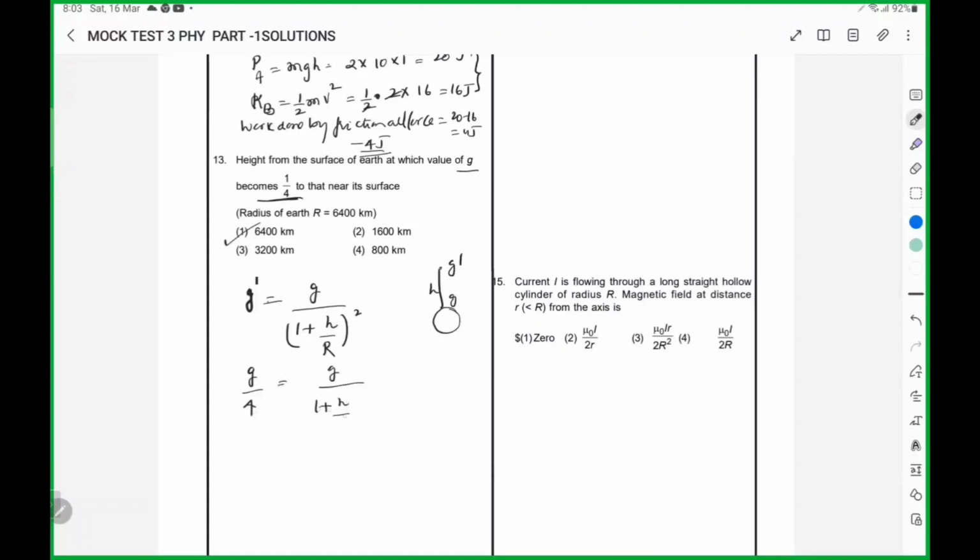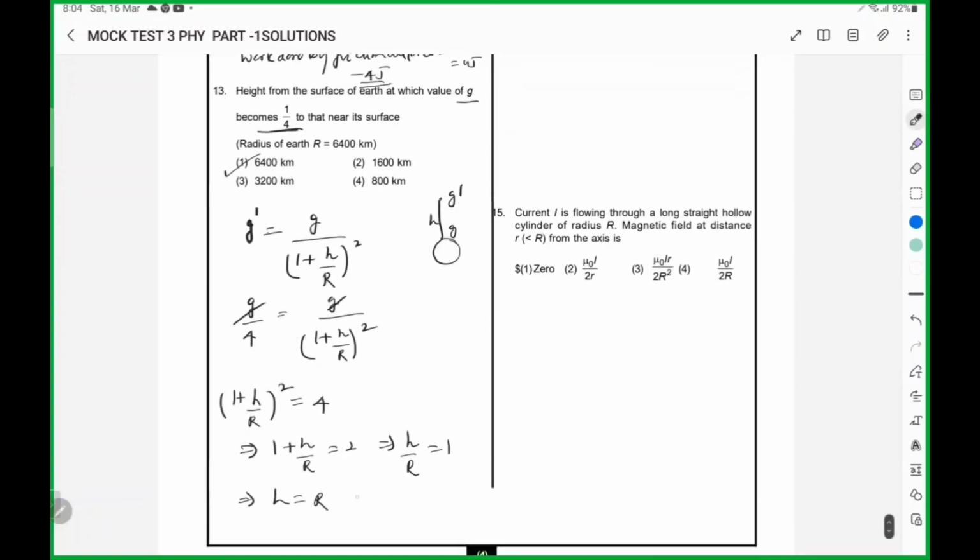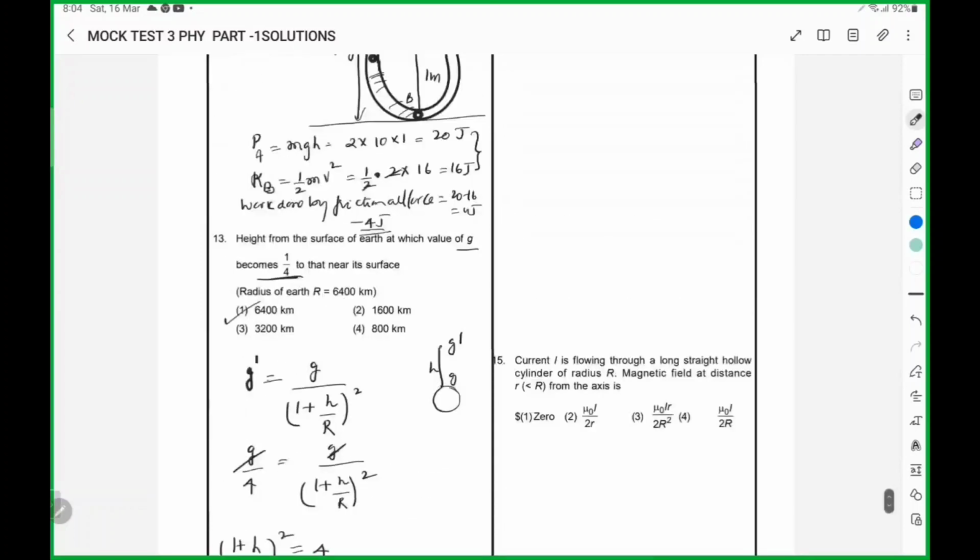is g by (1 plus h by r) whole square. We get (1 plus h by r) whole square is 4. From here, 1 plus h by r is 2. h by r is 1. We get the height. So at a distance equal to the radius of the earth from the surface, the acceleration due to gravity is 1/4.